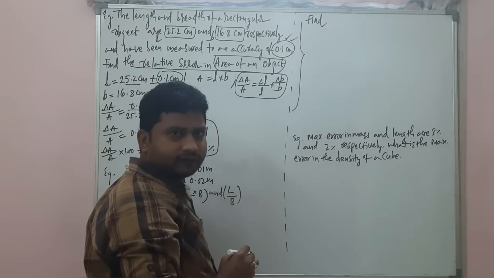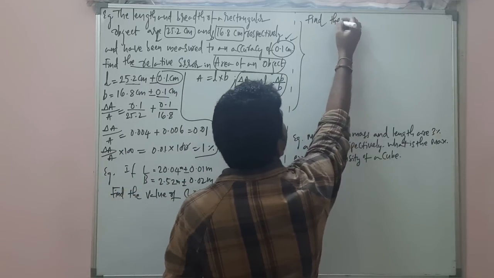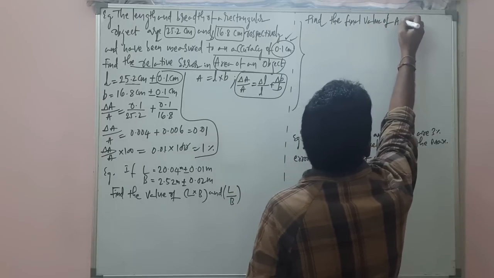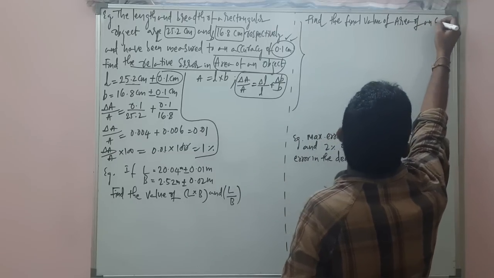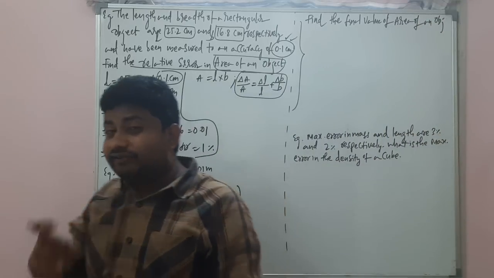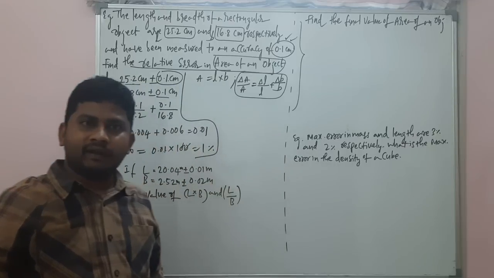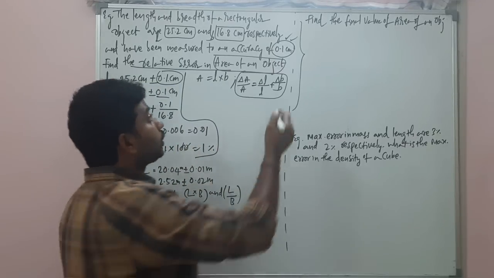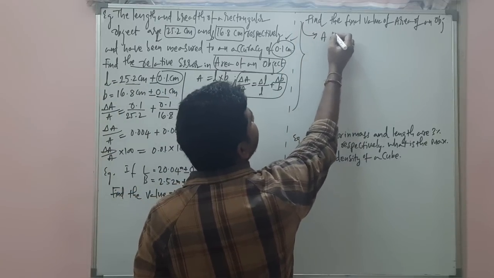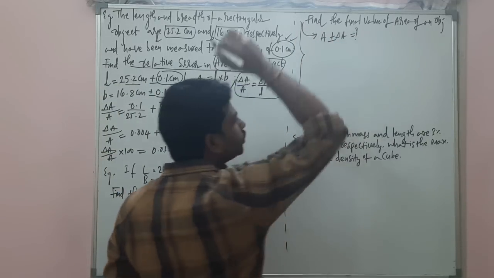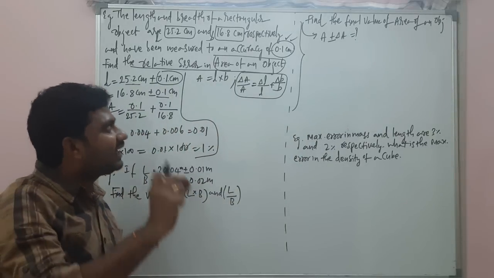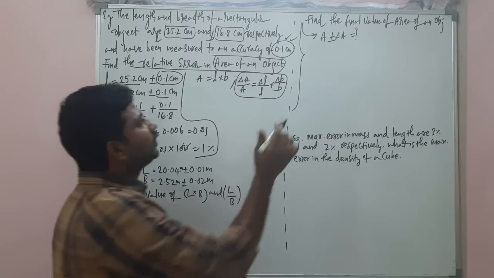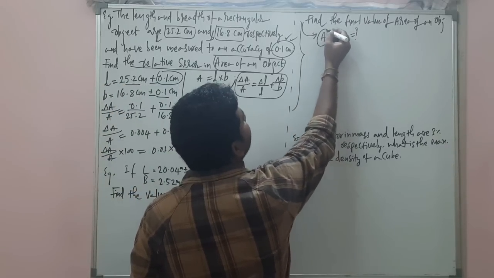Find, carefully, find the final value of area of an object. The final value of the area of an object will also include the error in the area. So the question they are asking here is to find the A plus or minus delta A value. Clear? So what is this A? What is this delta A?